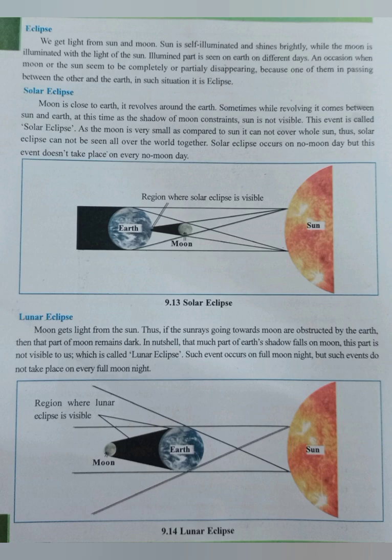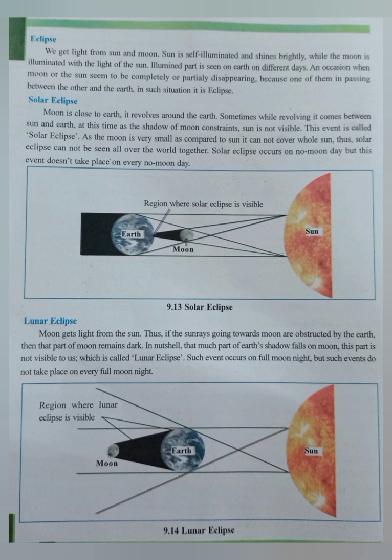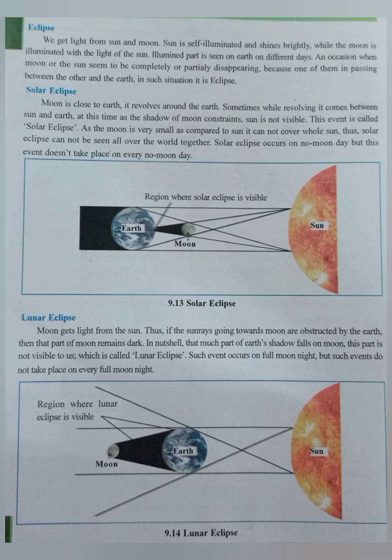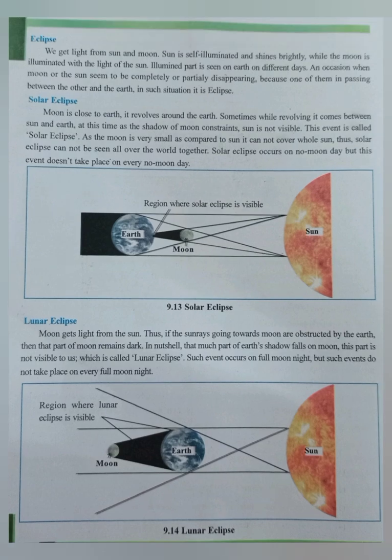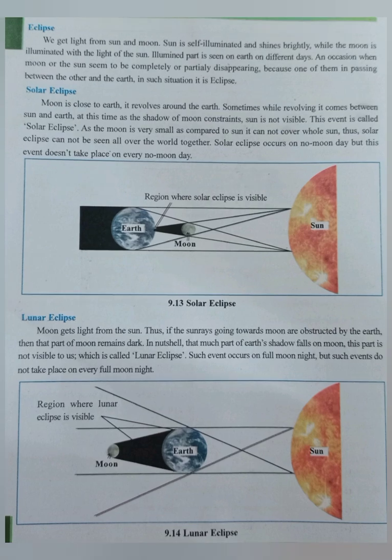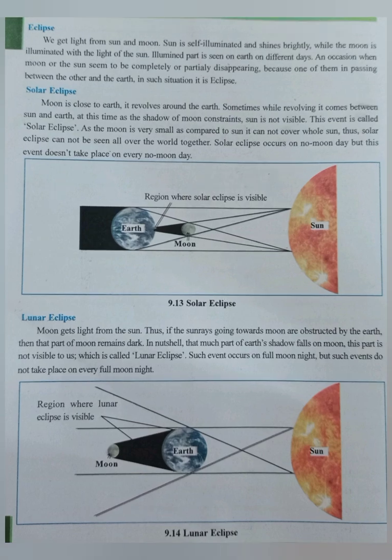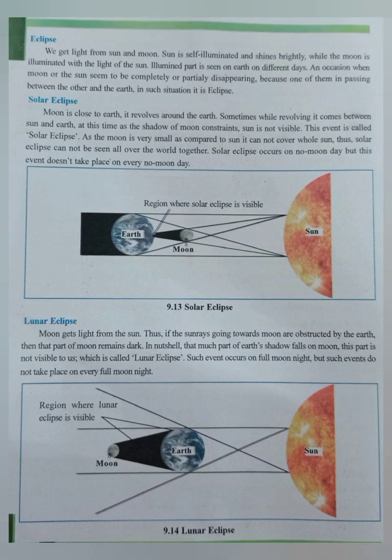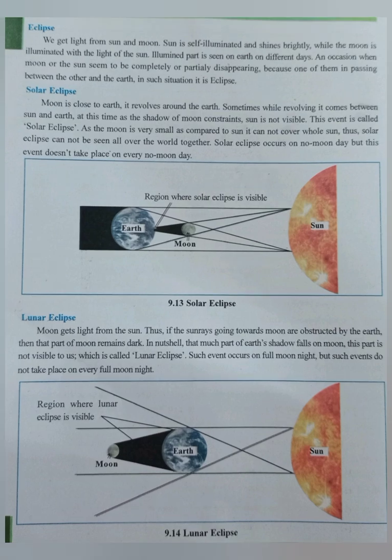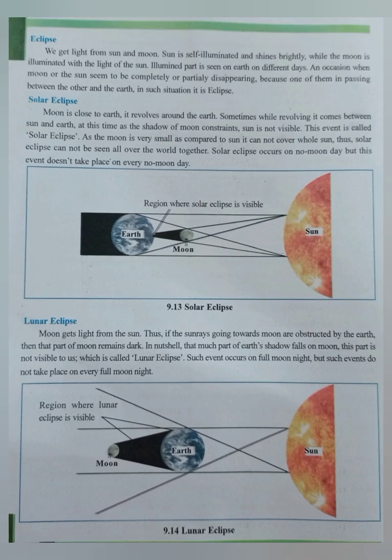Solar eclipse. The moon is close to the earth. It revolves around the earth. Sometimes while revolving it comes between the sun and the earth. At this time, as the shadow of the moon obstructs, the sun is not visible. This event is called solar eclipse. As the moon is very small compared to the sun, it cannot cover the whole sun. Thus, a solar eclipse cannot be seen all over the world together. Solar eclipse occurs on no moon day, but this event doesn't take place on every no moon day.